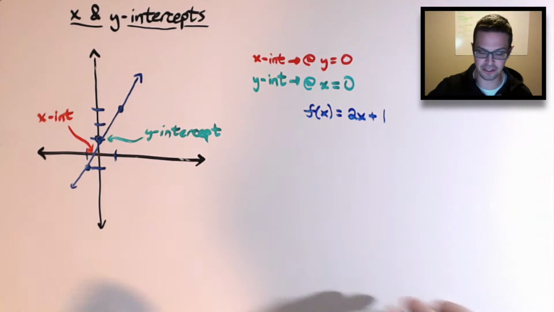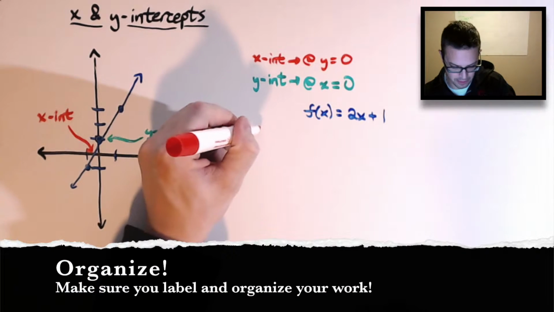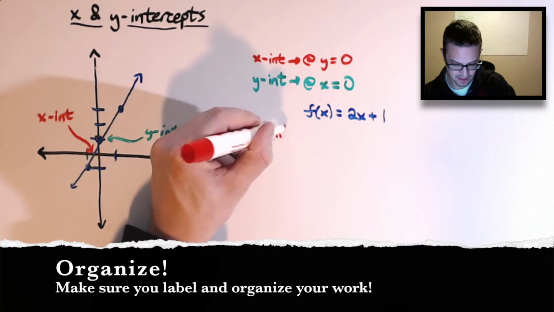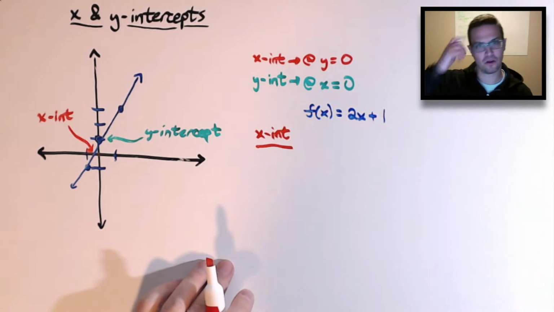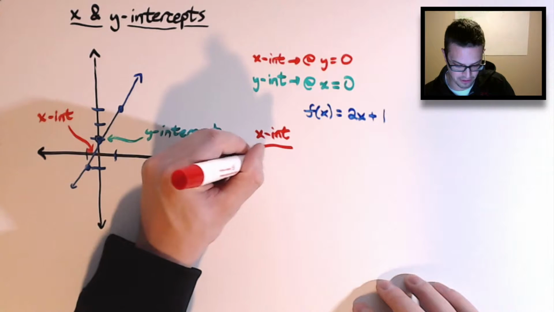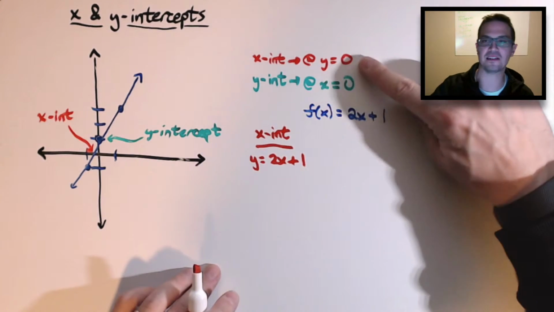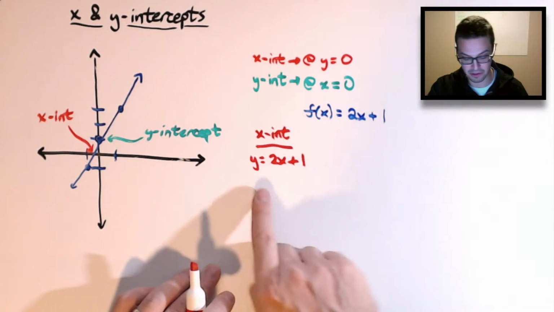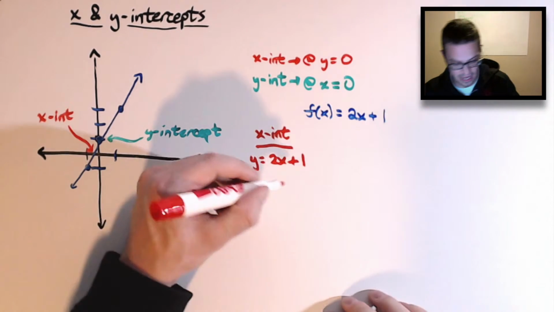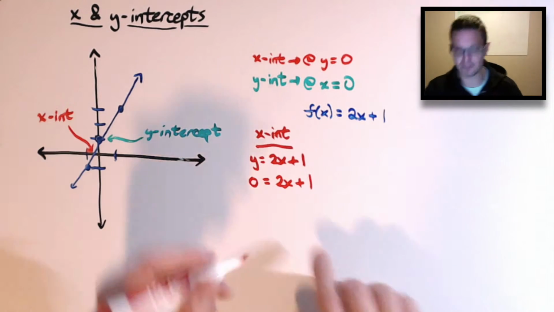All right, the first thing we're going to do to find the x-intercept is I'm going to actually label this. I want to be as organized as possible, so I'm just going to write x-intercept like that. Okay, and then I'm going to rewrite this function only in terms of x's and y's. So it's going to be y is equal to 2x plus 1. Okay, now I know the x-intercept is when the y is equal to 0. So I'm going to substitute 0 in for this y. So it's going to look like this. 0 is equal to 2x plus 1.